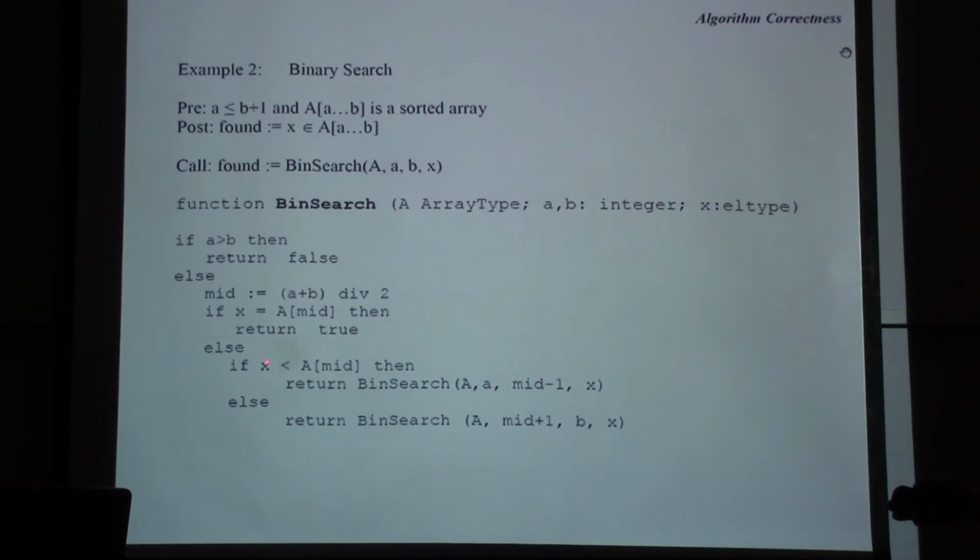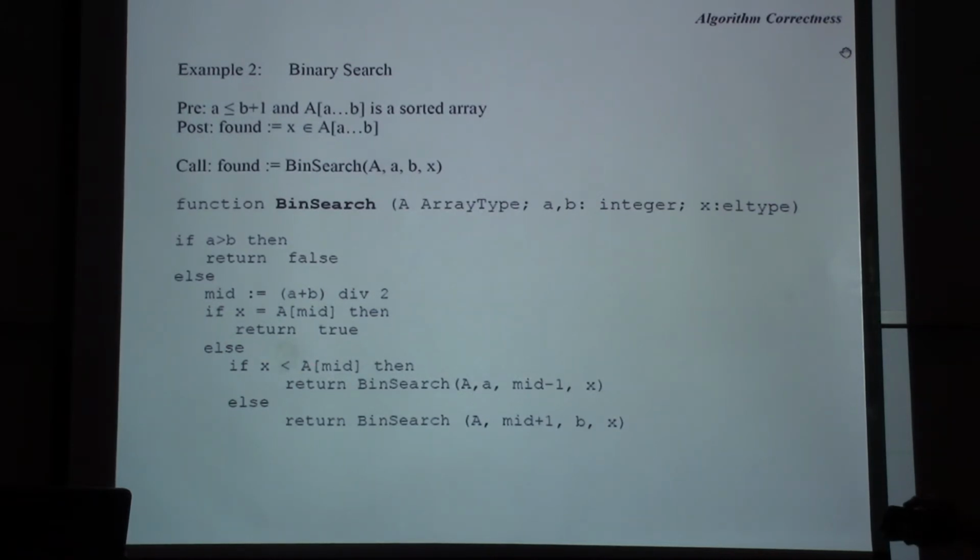Now, if x is not smaller than the middle element, it must be bigger than the middle element, because we know it's not equal. Why? Because otherwise we wouldn't be in the else. Because if it was equal, we return. So we are here because we did not match, and it's not less than, so it must be greater than.